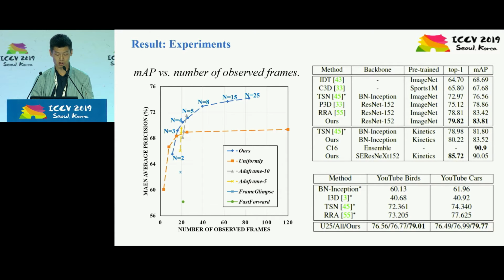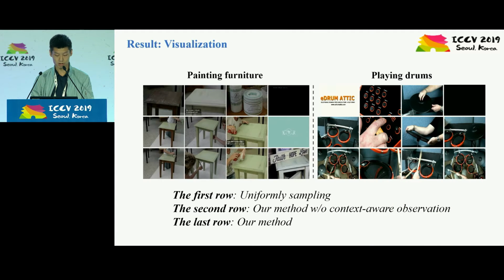We also compared our method with other state-of-the-art models on several datasets. Our sampling method can be applied to existing untrimmed video recognition models to improve their performance. Then we visualize some examples of selected frames with different strategies. From top to bottom are uniform sampling, our method without the context-aware observation network, and the last row is our method.